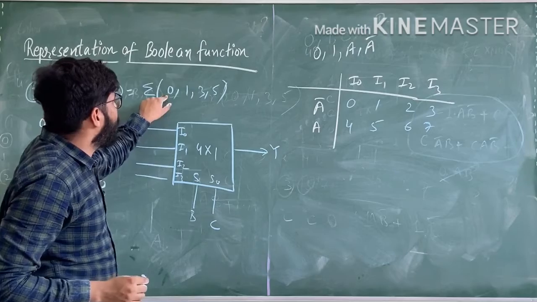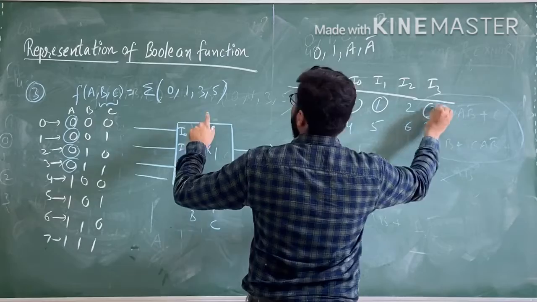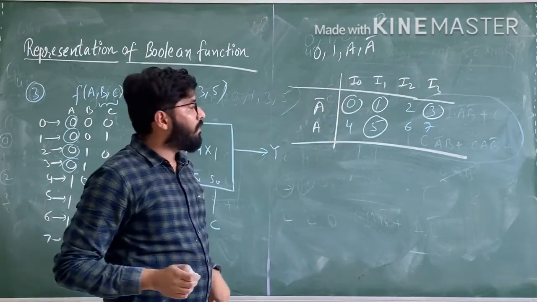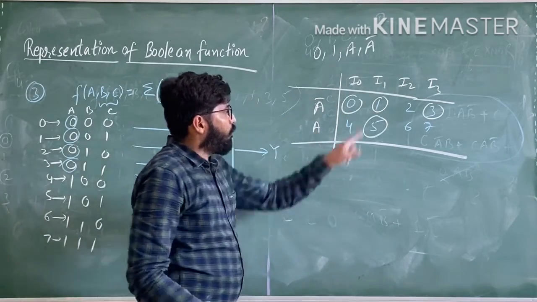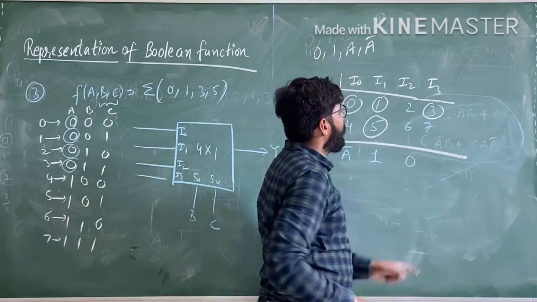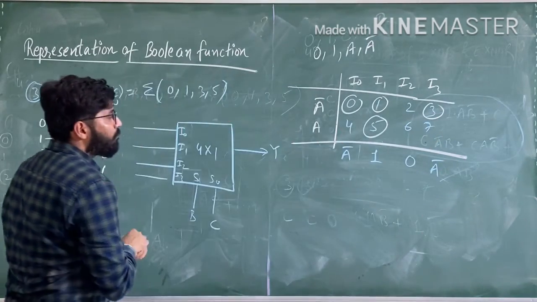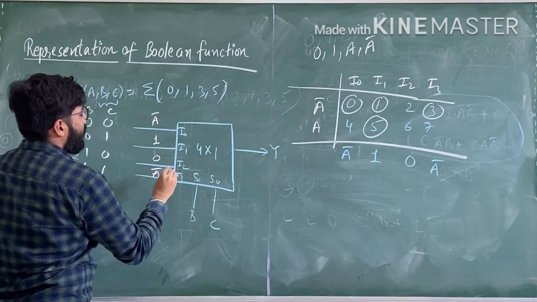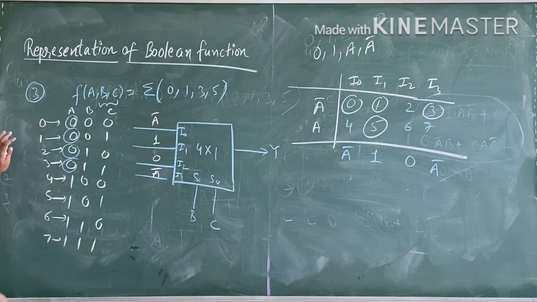Now encirclement: 0 encircled, 1 encircled, 3 encircled and 5 encircled. Okay. Now where 1 is encircled, looking at the left, A complement is present. Where both are encircled, the answer is 1 only. Where nothing is encircled, it is 0. Where 1 is encircled, C is on the left, so A complement. You have to write here: A complement, 1, 0 and A complement. In this way, you represent the same question by interchanging the select lines.